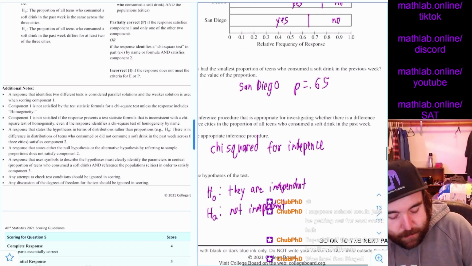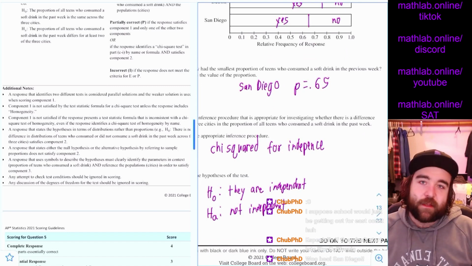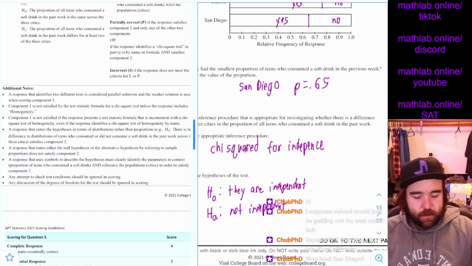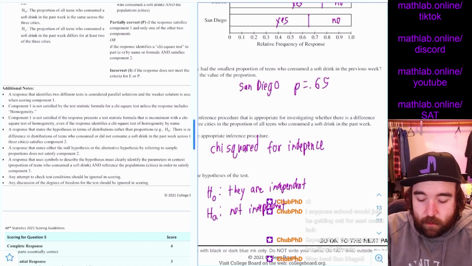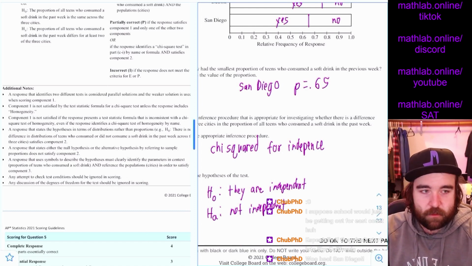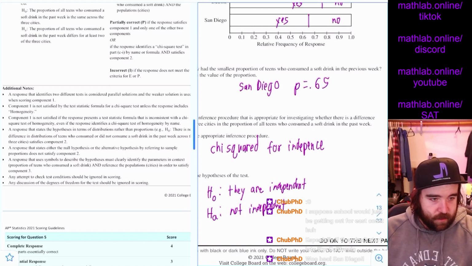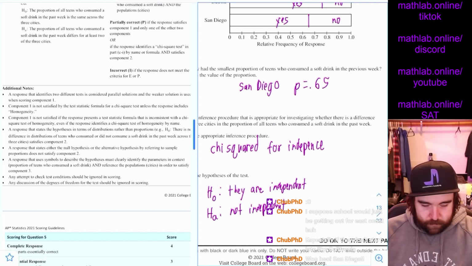Isn't that like the same thing? Chi-squared for independence or chi-squared for homogeneity? Or are those different things? There are 3 main types of chi-squared tests: goodness of fit, independence, and homogeneity. What's the difference?